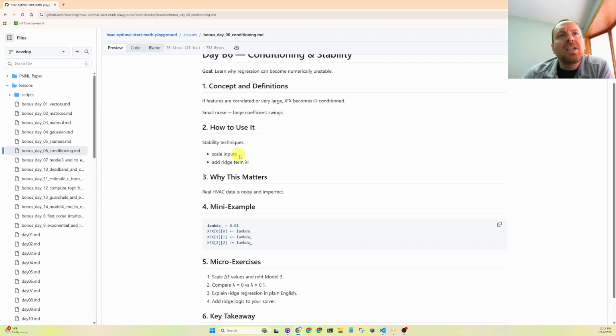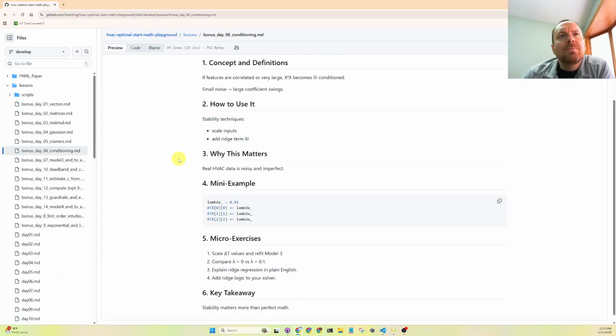Stability techniques: scale the inputs, add ridge term. I'm kind of unfamiliar with this. So ridge regression, I'm actually not really sure. I don't think any of my college courses cover this, but I have seen ridge regression a lot in machine learning.